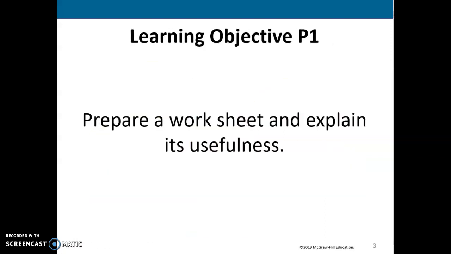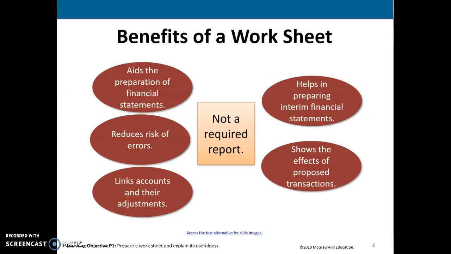We're going to look first at preparing a worksheet. So when we talk about a worksheet, we've actually already seen a lot of the parts of it. We're going to add a couple of columns, but the reason we use a worksheet is more just to provide a tool for us to prepare the financial statements. So it's going to aid in the preparation of the financial statements. It's just an internal tool that companies use. It's not something that you publish for anyone outside of the accounting department.